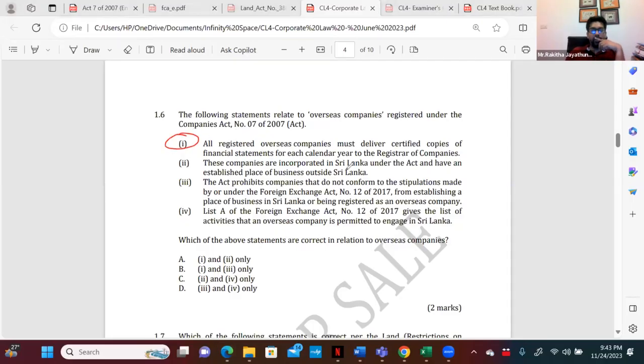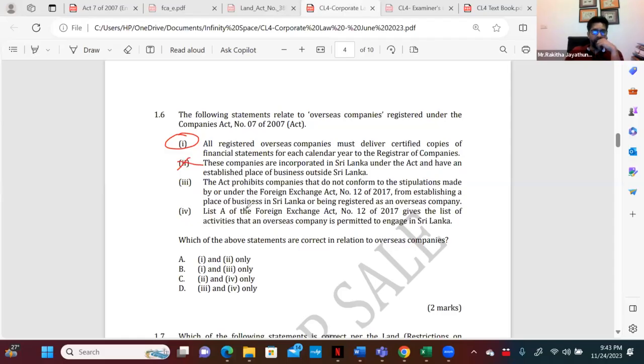These companies are incorporated in Sri Lanka under the Act and have an established place of business outside Sri Lanka. We went through the definition a little while ago. It's the complete opposite of that. These are companies incorporated outside Sri Lanka and have a place of business in Sri Lanka. This is the complete opposite.